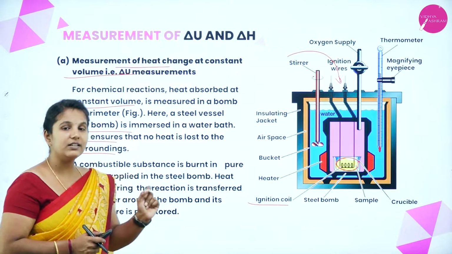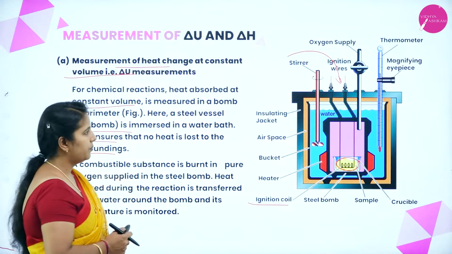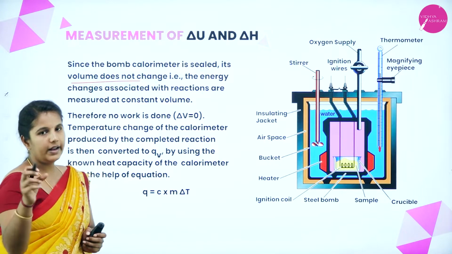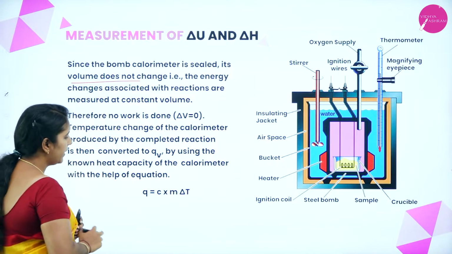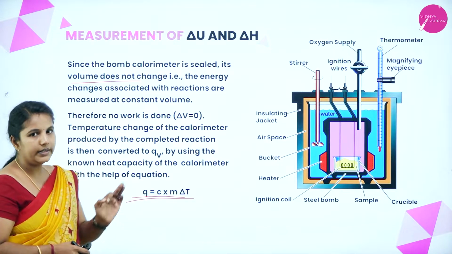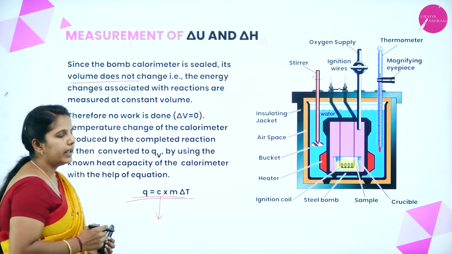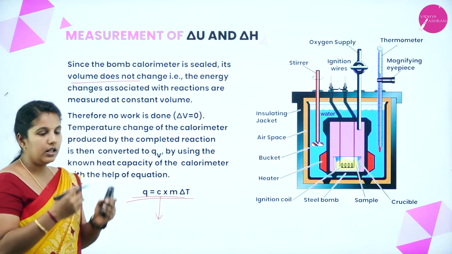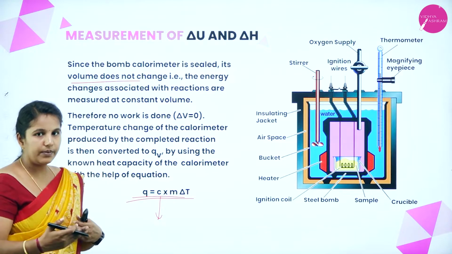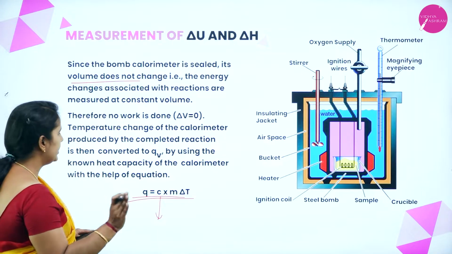How do they measure the change in internal energy with the steel bomb calorimeter? Since the steel bomb calorimeter is sealed, the volume does not change, and that can be calculated using this equation: Q equals C into M into delta T. C is the specific heat, M is the mass of the substance, and delta T is the change in temperature. So, before the combustion, what is the temperature? After the combustion, what is the temperature? They take the difference of these two and put in the value of delta T, that is the change in temperature.